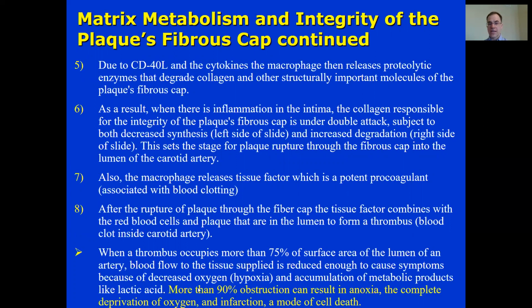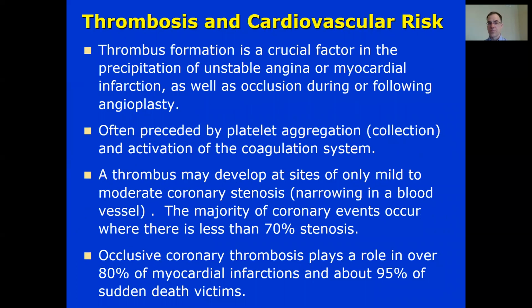Interestingly, more than 90% of obstruction can result in anoxia, which is the complete deprivation of oxygen, and infarction and myocardial cell death. So in other words, once the occlusion reaches about 90% of the lumen, the person will get pretty much no oxygen, or anoxia, to that part of the heart, and that's when myocardial infarction could ensue, or even cell death. So this thrombus is a crucial factor in the formation and development of myocardial infarction.